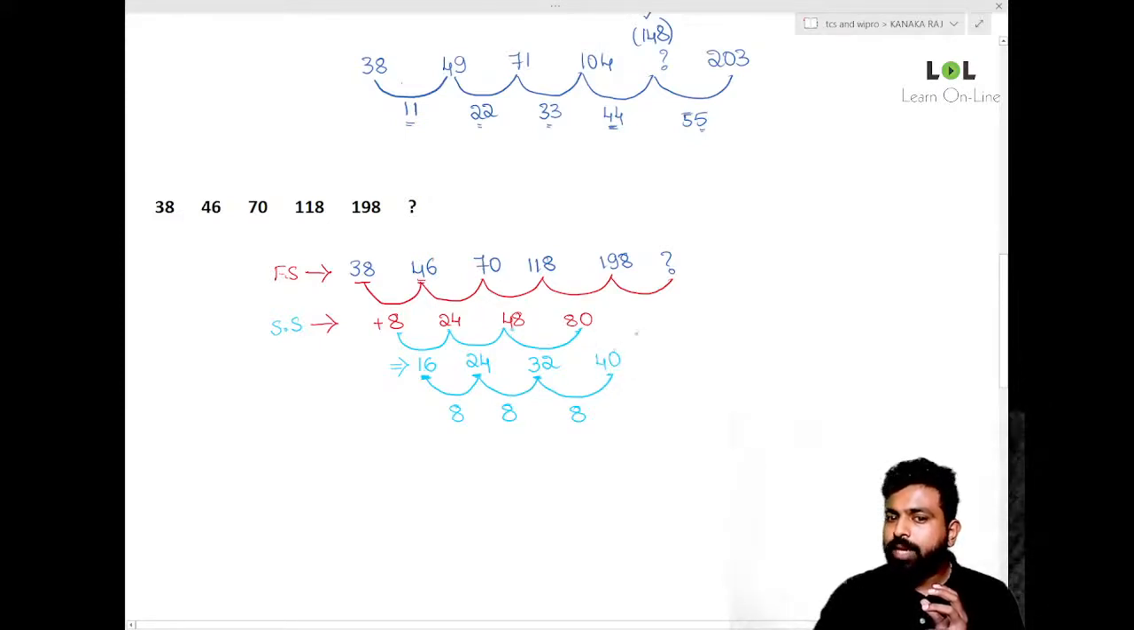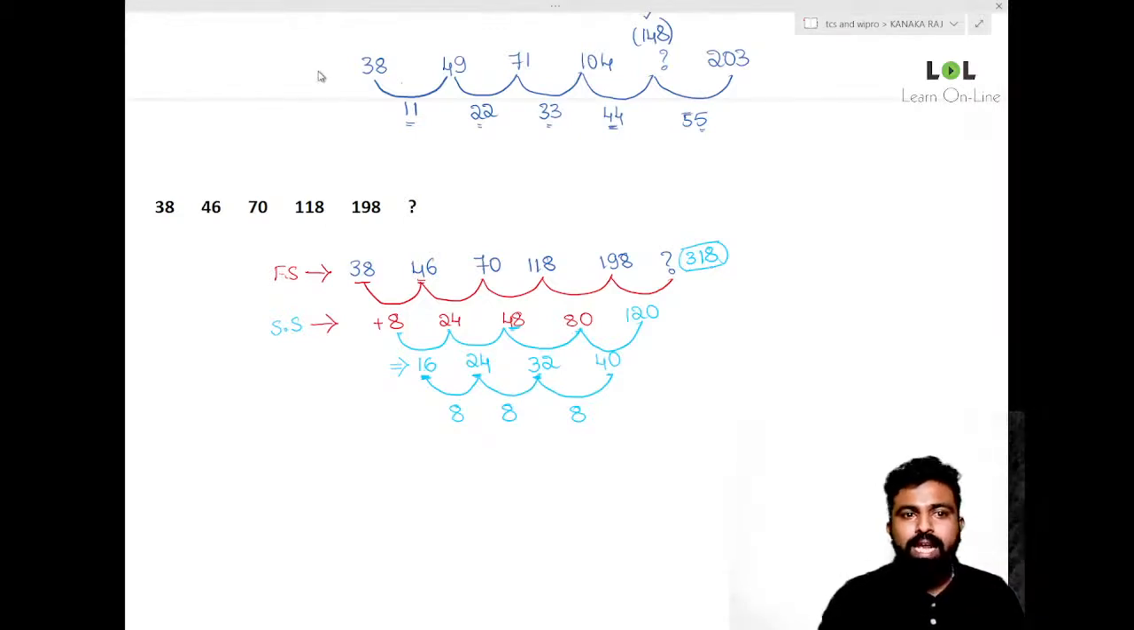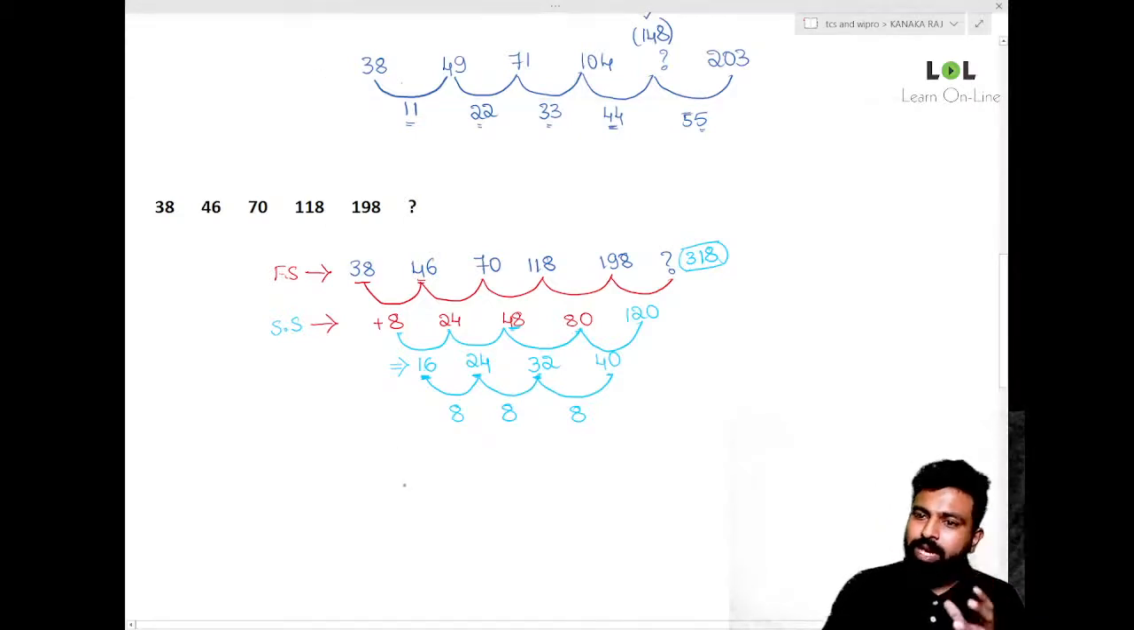So the next term in this series will be 48 plus 32 gives you 80. 80 plus 40 gives you 120. 198 plus 120 will give you 318. That will be my final answer. Yes, everybody clear with this? Anybody, any doubts till now? Everybody clear with this?